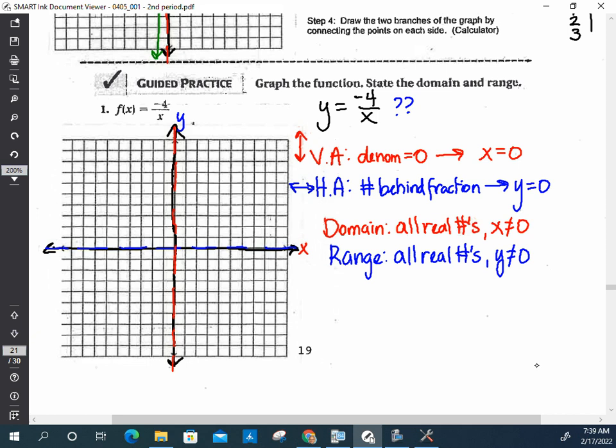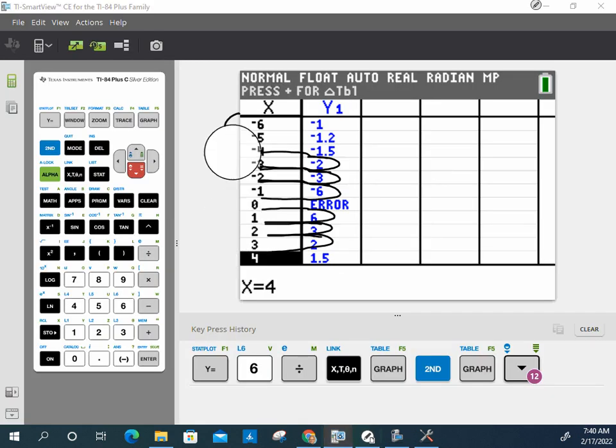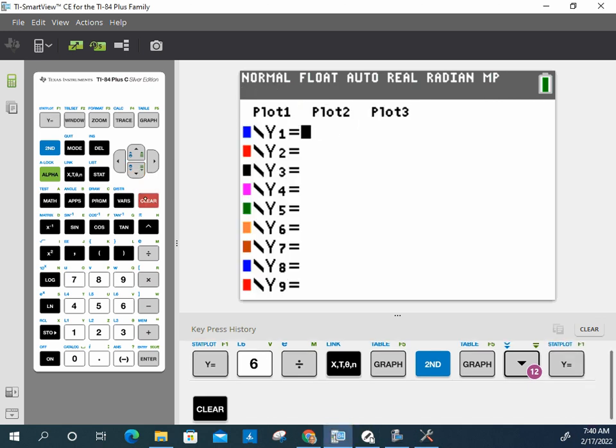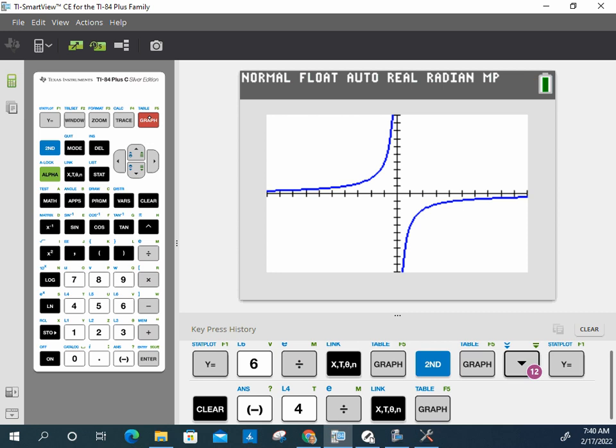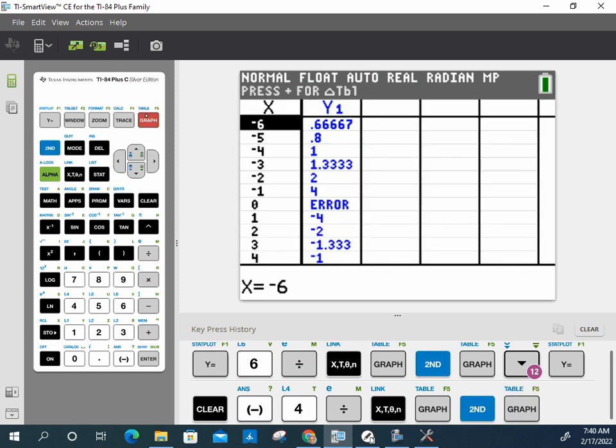Let's go and grab ourselves a table. So go to our graphing calculator. Go back to y equals, clear out what was there. So we're going to type in -4 divided by x. Again, hit graph one time. You'll get to see where the curves should be. That gives you your sneak peek. Hit second and hit graph. Now we look at our table.